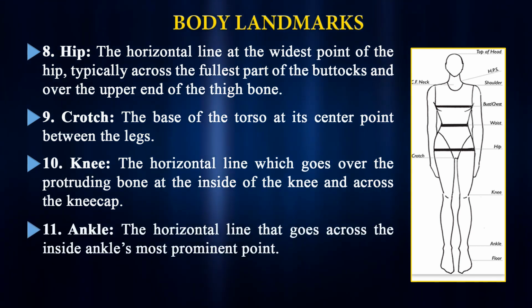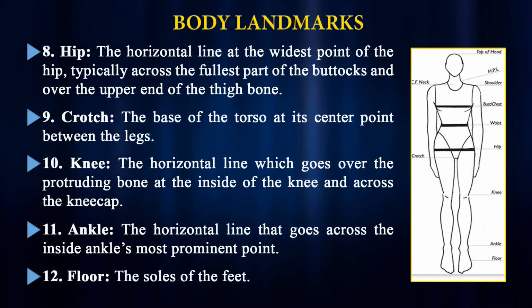We have the ankle line, the horizontal line that goes across the inside ankle, the most prominent point. Then we have the floor or the final feet line, the feet length. So these are the 12 body landmarks which are considered while taking the body measurement for garment construction.